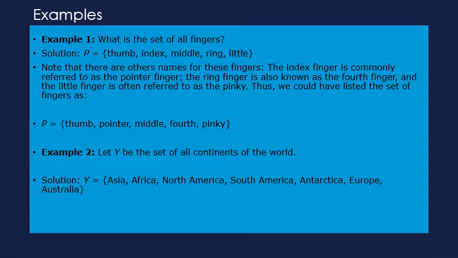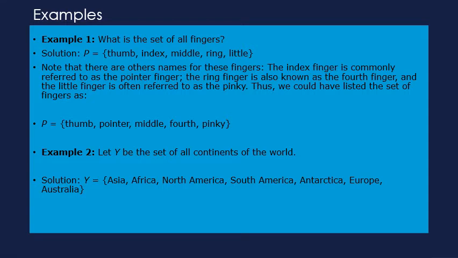The ring finger is also known as your fourth finger, and the little finger could be referred to as your pinky finger. Thus, you could have any other list or combination of what we call our fingers. For example, you could have thumb, pointer, middle, fourth, and pinky finger. Any combination will do for as long as you list down in roster form the set of all fingers.